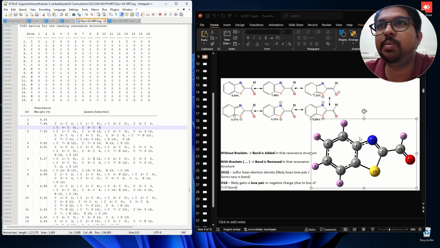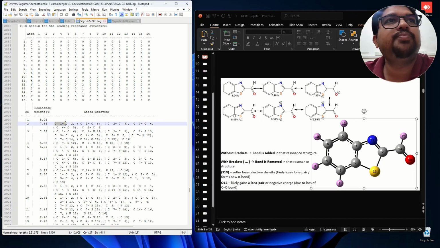The reference will be the leading structure. Okay, so now in the leading structure, if you see labeling, here this is the leading structure. Whatever cases, if you see the bracket, it means a bond is added. Suppose here if you see C1 C6 in bracket, it means that one more bond is added there. If anything is given without bracket, it means one of the bonds is removed from there.